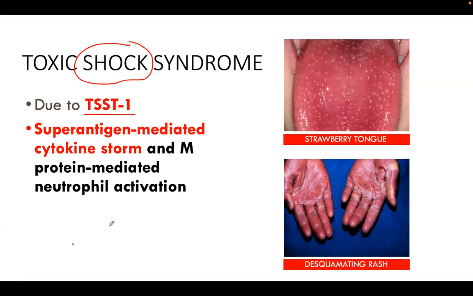So that is toxic shock syndrome. Now, what do you notice here? What are the two photos that you see here? There's the presence of a strawberry tongue and the desquamating rash on the palms. Now, question, give me two other diseases that present with a strawberry tongue.